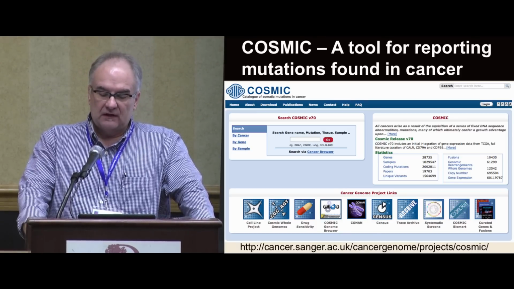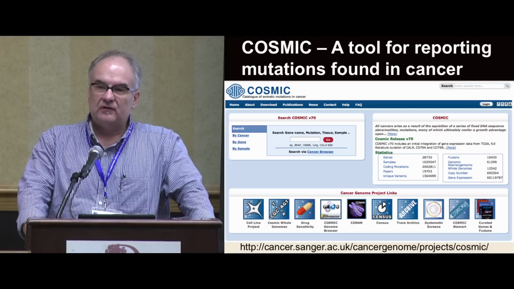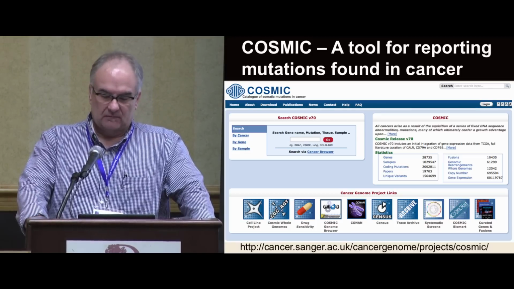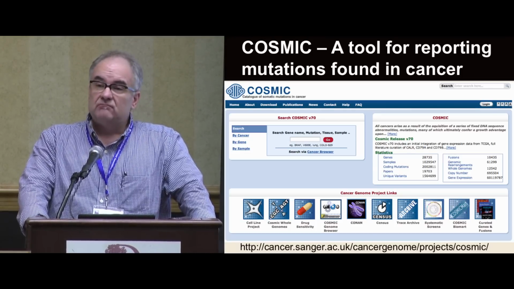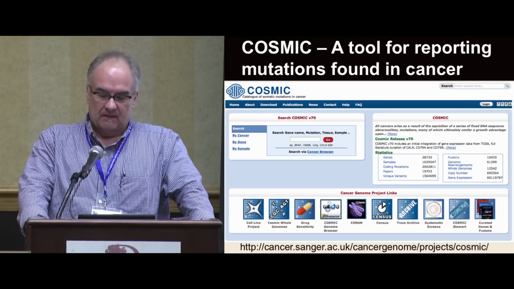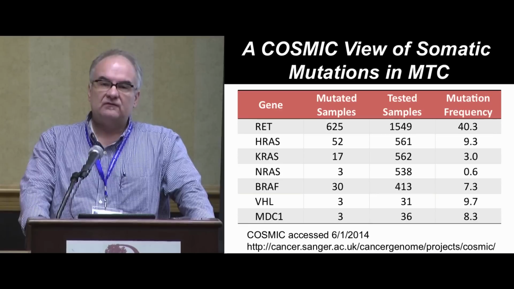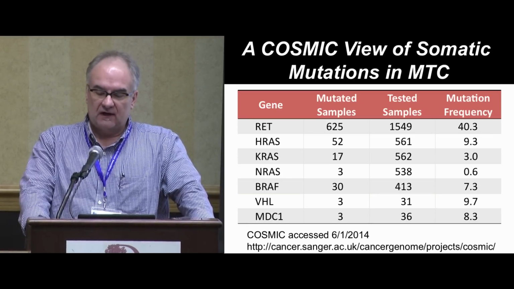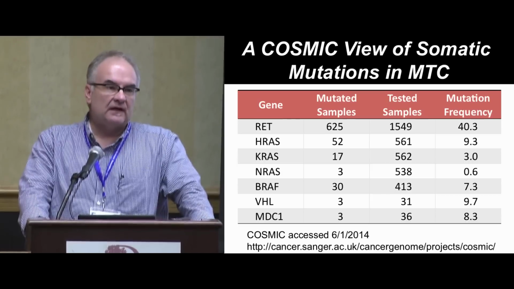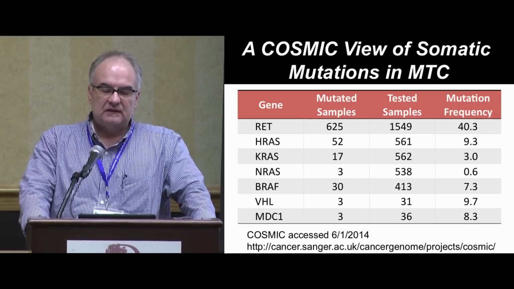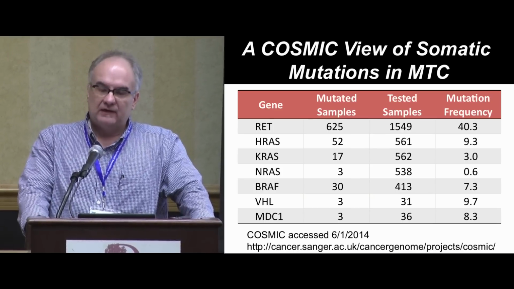You can actually go in here and specifically look at medullary thyroid carcinoma and ask, what mutations have been found in tumors from medullary thyroid carcinoma? Well, here's the list. RET is at the top. Of 1,549 tumors that have been analyzed for mutations, 625 had RET mutations, 40%. So 40% of somatic, not hereditary, MTC has a mutation in the RET gene.